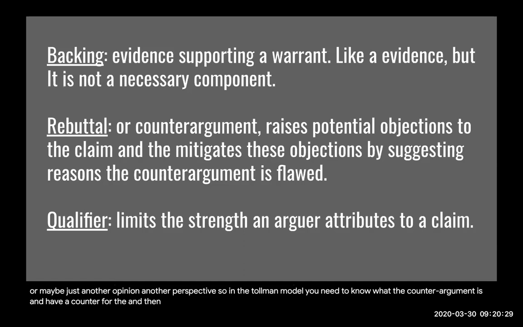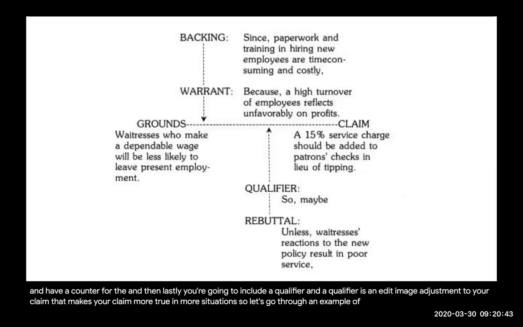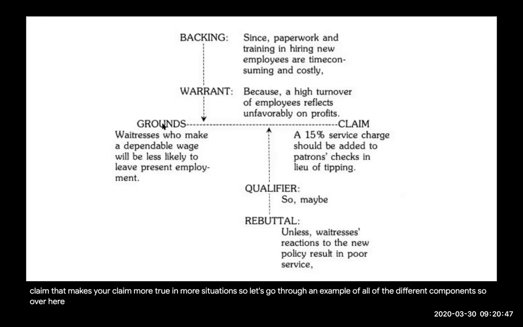And then lastly, you're going to include a qualifier. And a qualifier is an edit, an adjustment to your claim that makes your claim more true in more situations. So let's go through an example of all of the different components. So over here, we have grounds, and this is another word for evidence. Oftentimes, we'll use these interchangeably. And then we have our claim. So let's start with our claim.